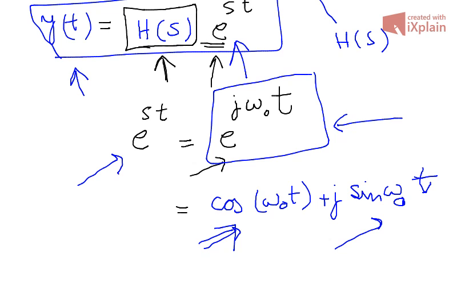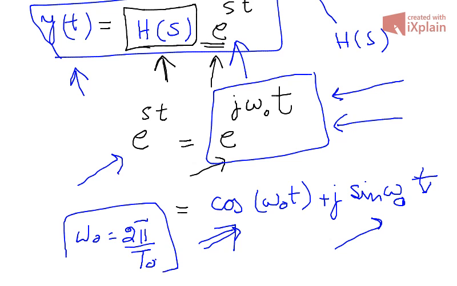Both the complex exponential e raised to the power j omega naught t and cos of omega naught t are periodic, with the fundamental period 2 pi over omega naught, which is t naught. So both are actually periodic with the fundamental period t naught.